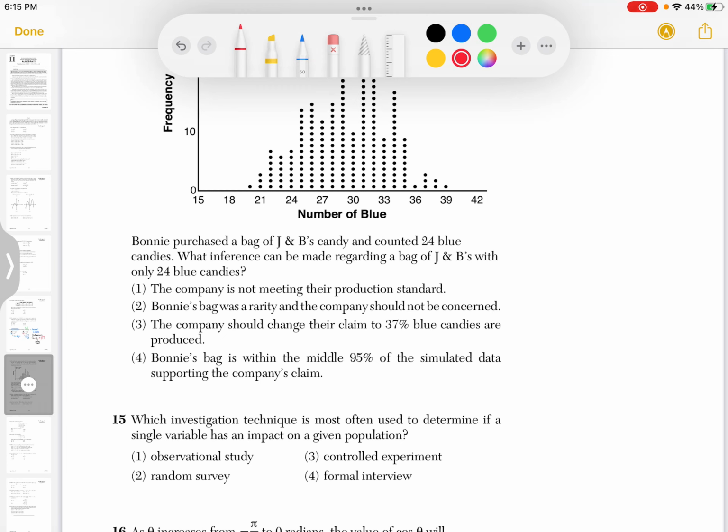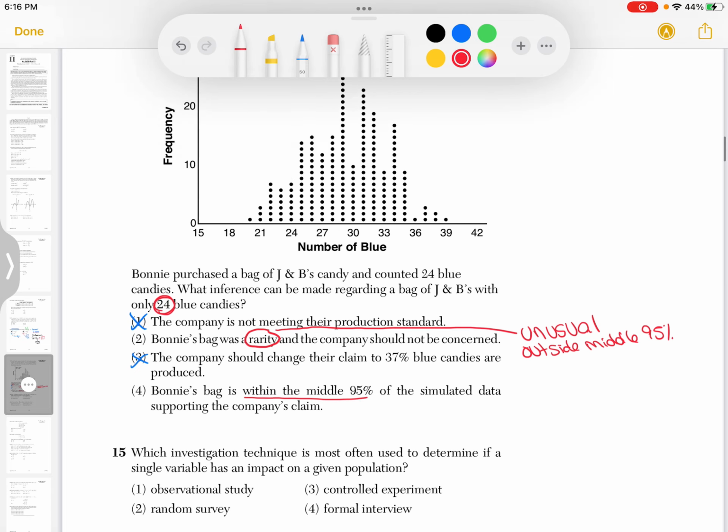So what I noticed as I was reading through the choices is this is a key word, a rarity. Rarity is another way of saying unusual, which is the word we use most often in class. A rarity is unusual, it's unlikely, so this would mean that it's outside the middle 95%, as an unusual event is. And then this one says that it's within the middle 95%. Your numbers are either going to be inside or outside of the middle 95%, so right away, boom, 50-50 shot. Now we need to figure out what the middle 95% is so that I can determine whether this 24 blue candies is inside or outside of that middle 95% interval.